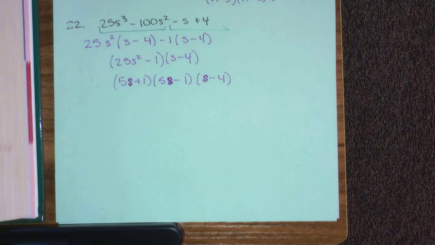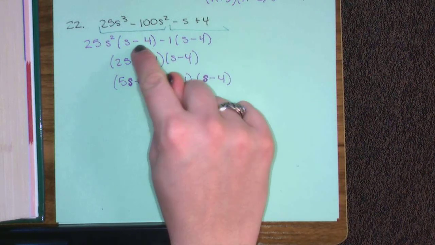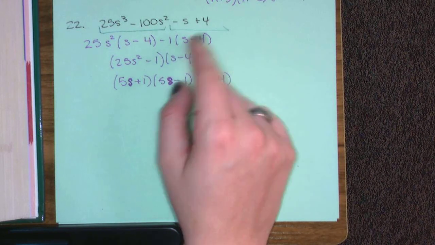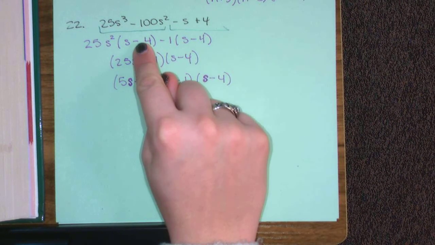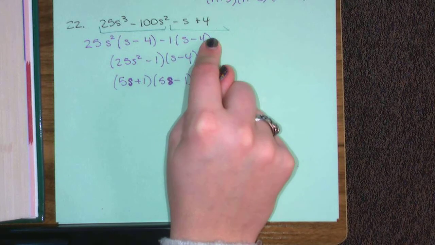Okay, so you take out the 25s squared, leaving you with s minus 4. Okay, I look at this and I realize I need it to look like this because there's no numbers or variables that I can pull out. So I'm like, how do I get it to look like this? I can take out a -1. That gives me s minus 4. Okay, and then now these do match.